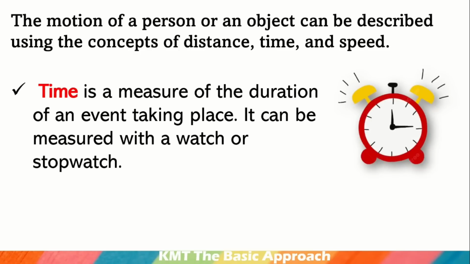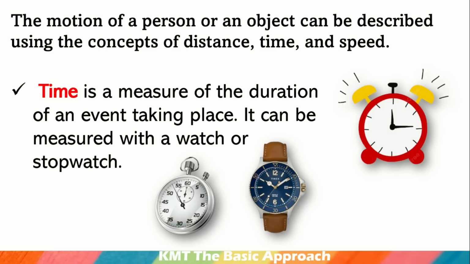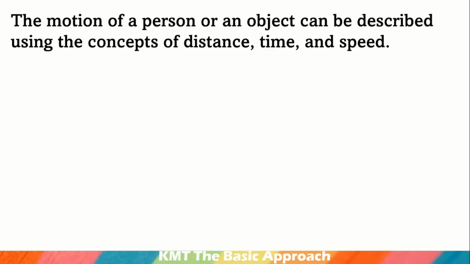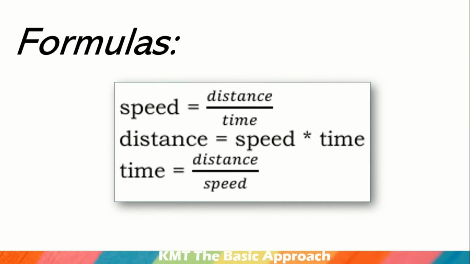Time is a measure of the duration of an event taking place. It can be measured with a watch or stopwatch. Speed is a measure of how fast an object moves. Here are the formulas. For speed, we have speed equals distance divided by time. Distance equals speed multiplied by time. And time equals distance divided by speed.